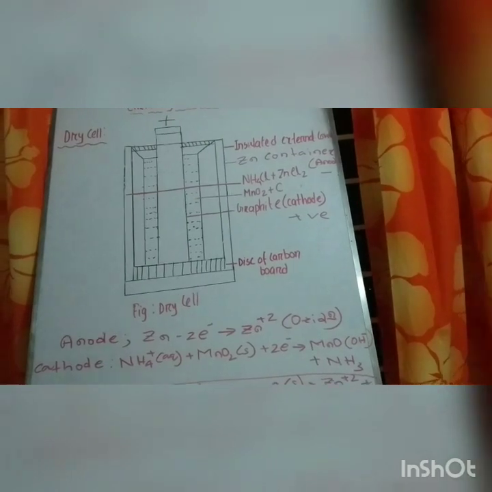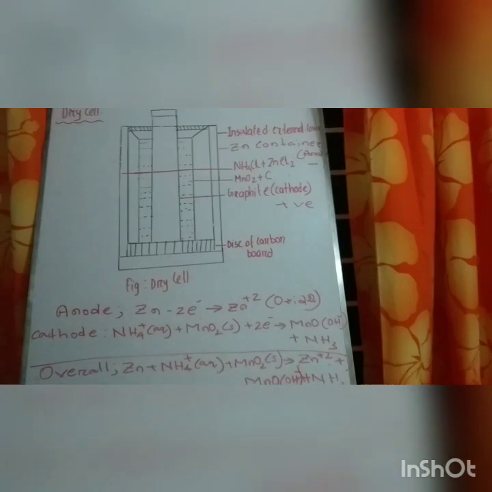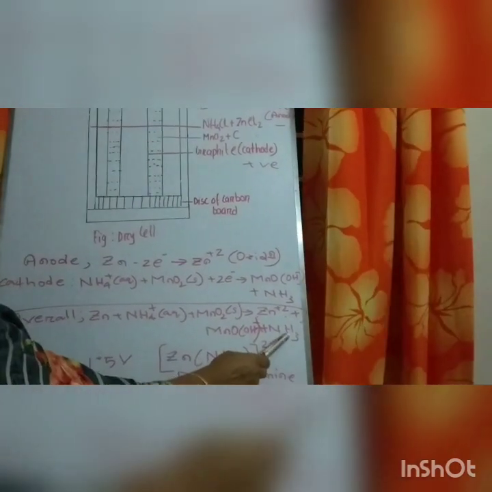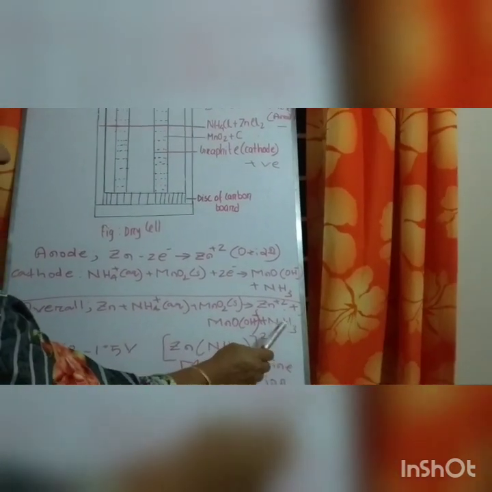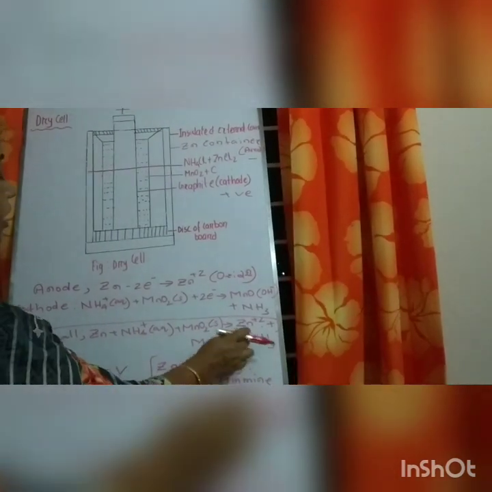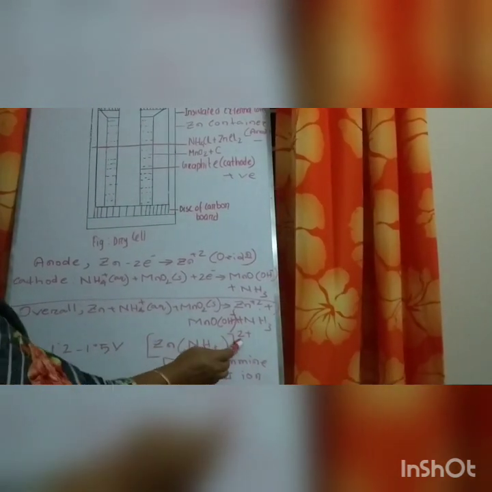So overall reaction, you see, zinc plus ammonium ion plus manganese dioxide equals zinc ion plus complex compound plus ammonia. As ammonia is a gas, it is supposed to be liberated just after producing, but instead of liberating, it is mixing with zinc ion and producing a complex ion. The name of this complex ion is monoamine zinc 2 ion, Zn(NH3)2+.